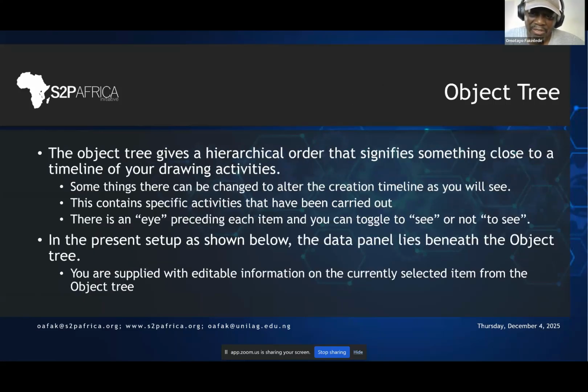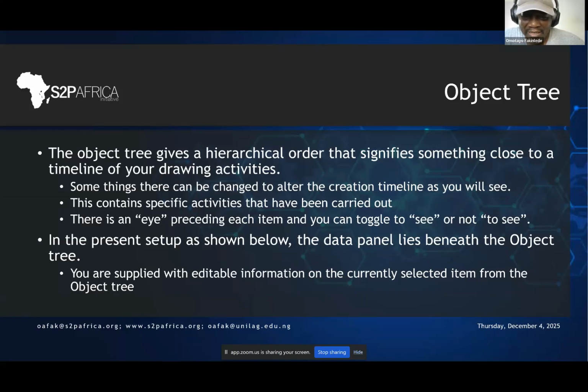Many other things can be changed. These ones may not see a lot of changes, but even they can be changed. The object tree gives you a hierarchical order that signifies something close to a timeline of your drawing activities. Some things can be changed to alter the creation timeline, as you will see. This contains specific activities that have been carried out.